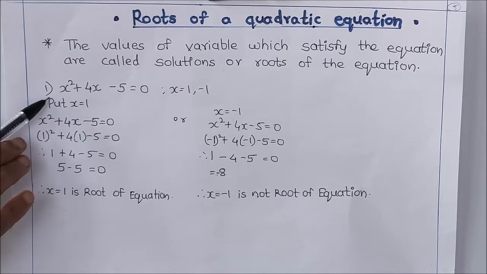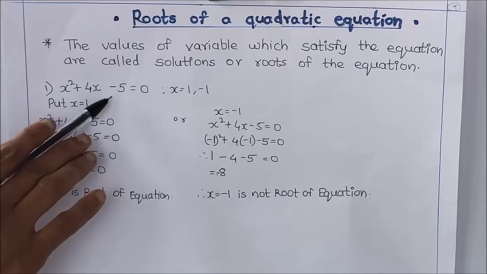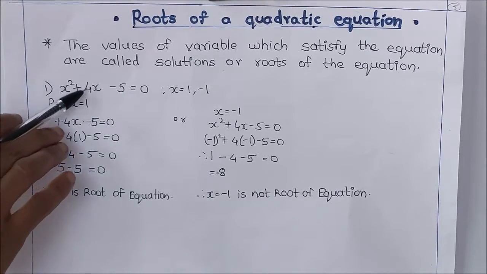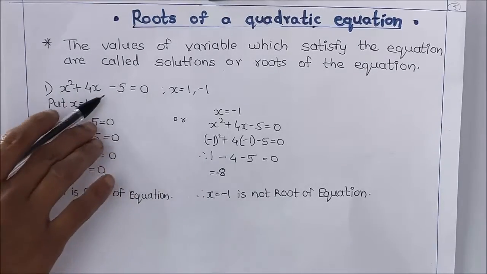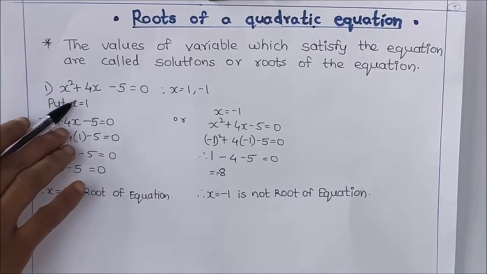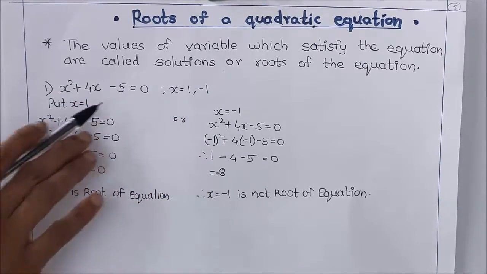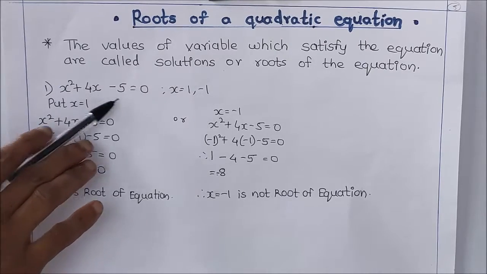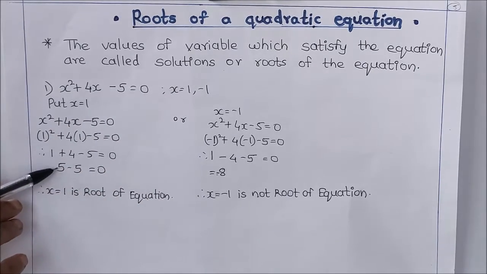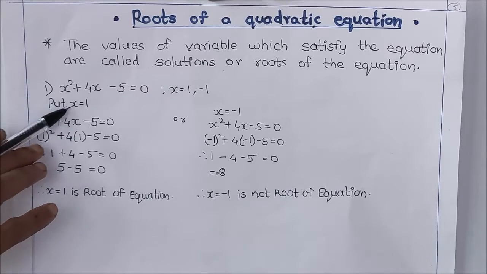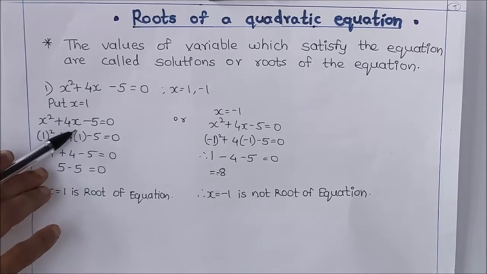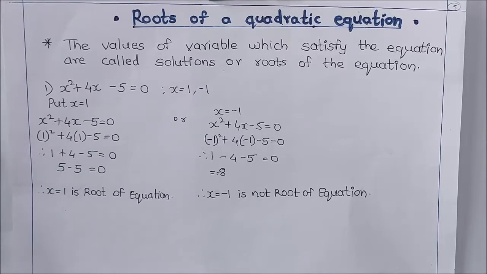Here's an example for you students. x square plus 4x minus 5 equals 0. This is in the form of quadratic, it's a quadratic equation. When we substitute the value of x as 1 or minus 1, let us see what are the roots and which are not the roots, meaning does it satisfy or not. When we substitute x equals 1 in this quadratic equation, let's see what we get. x square plus 4x minus 5 equals 0 is the given quadratic equation.